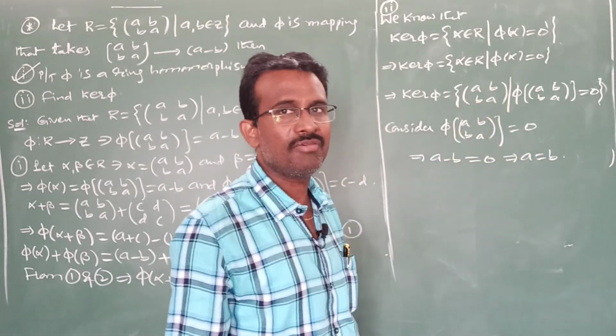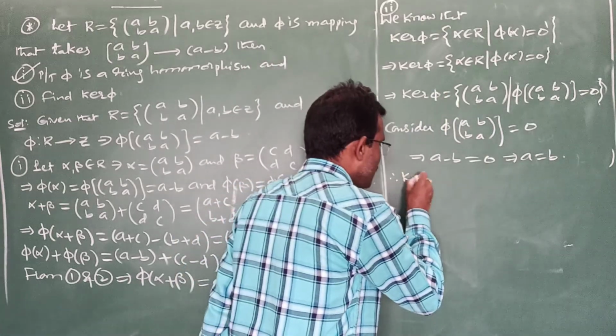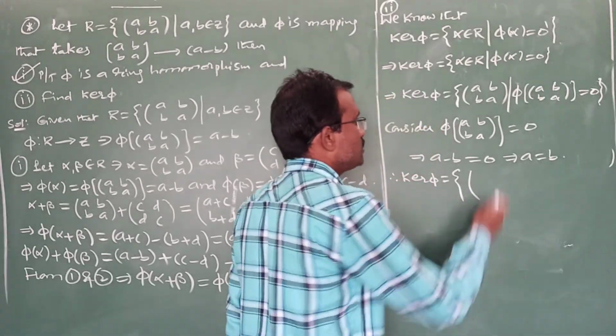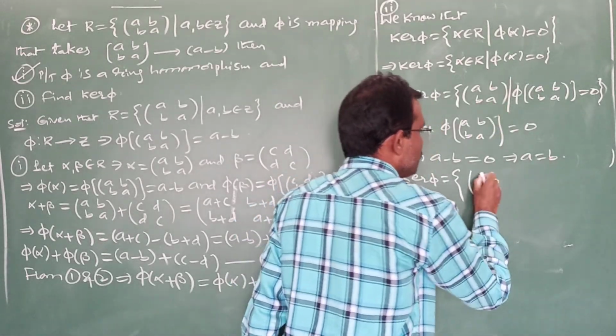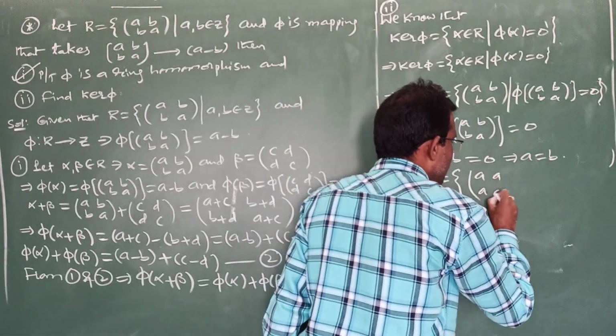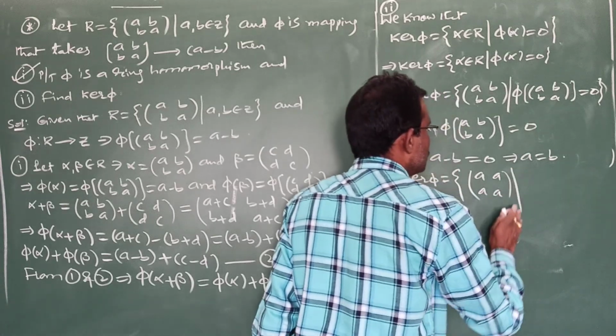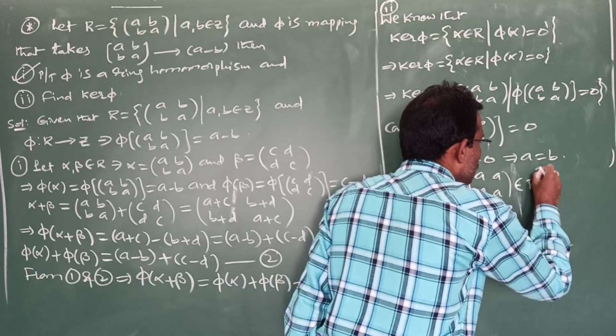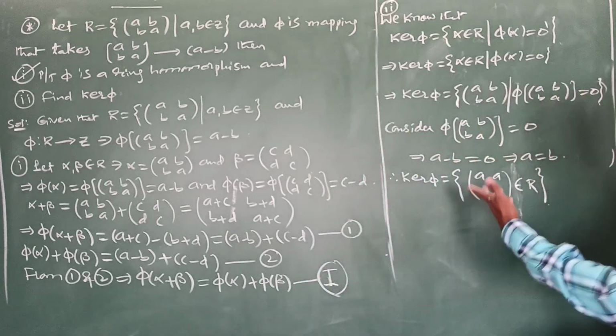Here you get kernel phi. Therefore kernel phi is equal to what? The set of all 2 by 2 matrices, where in place of B I substitute A. It is [A A; A A] such that A belongs to the real domain set R. This is your kernel phi.